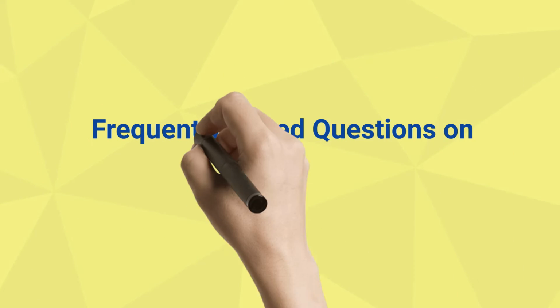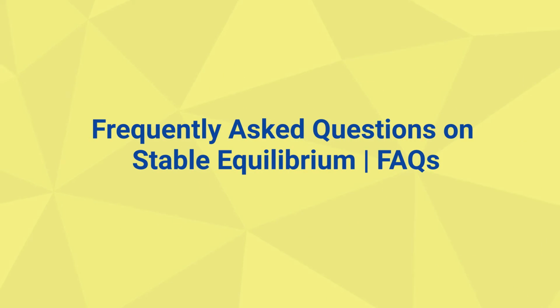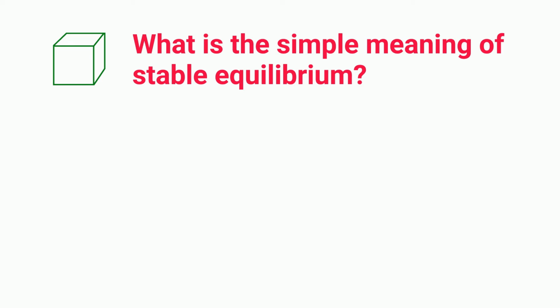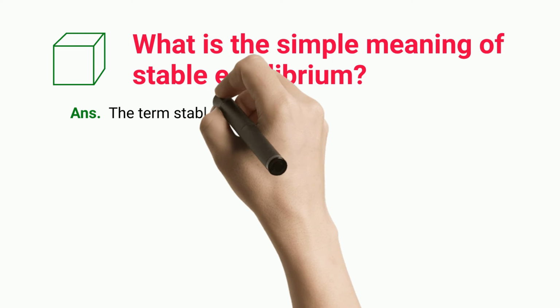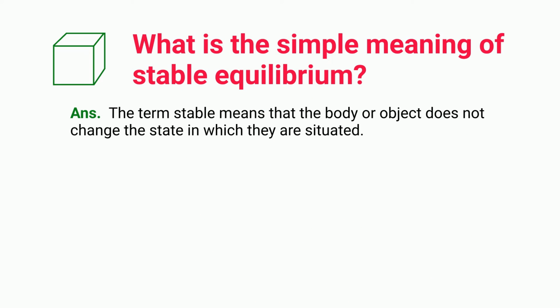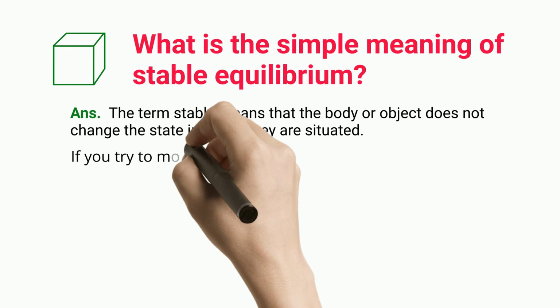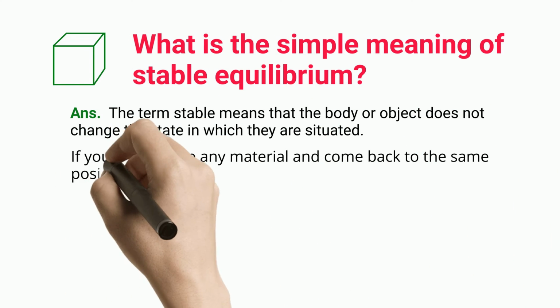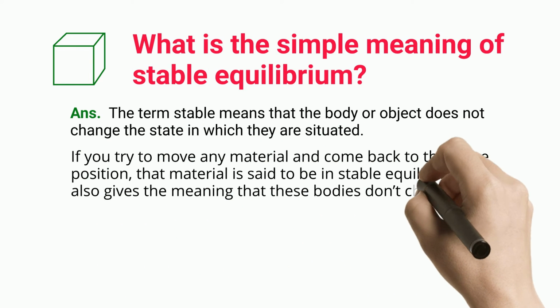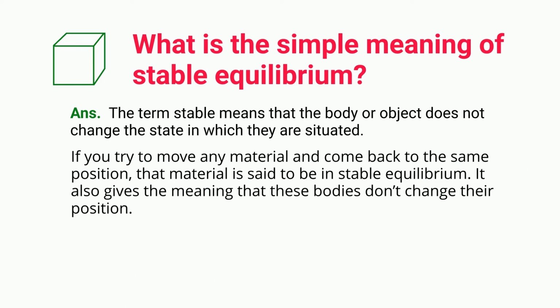Frequently asked questions on stable equilibrium. What is the simple meaning of stable equilibrium? The term stable means that the body or object does not change the state in which it is situated. If you try to move any material and it comes back to the same position, that material is said to be in stable equilibrium. It also means that these bodies don't change their position.